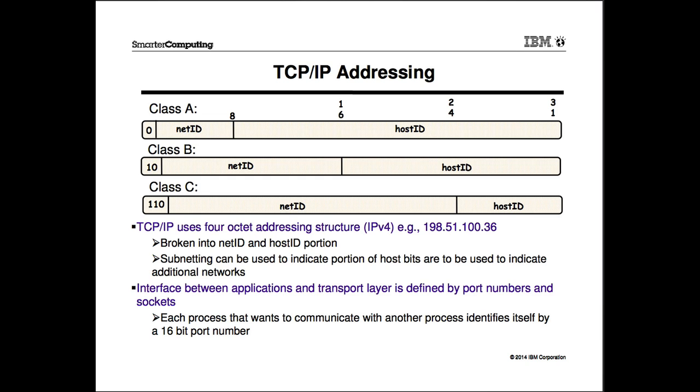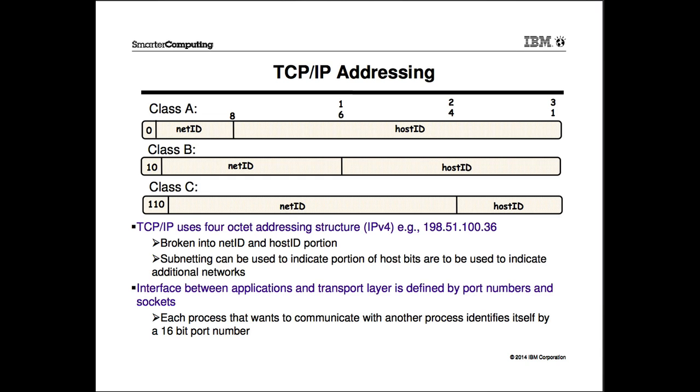We also have subnetting, which indicates what portion of the host bits are used to indicate additional networks. So this diagram shows the basic network types. If the first bit of a TCP/IP address is 0, it's a Class A network, which means the first byte is the network and the next 3 bytes are the host ID. Class B starts with binary 10. The first 2 bytes are the net ID and the second 2 bytes are the host ID.